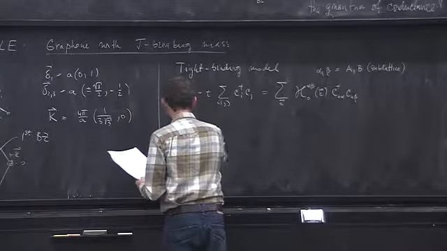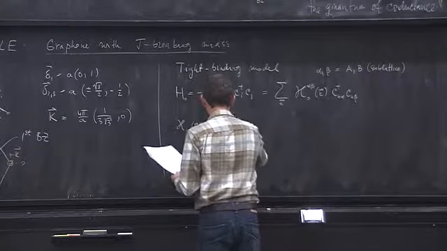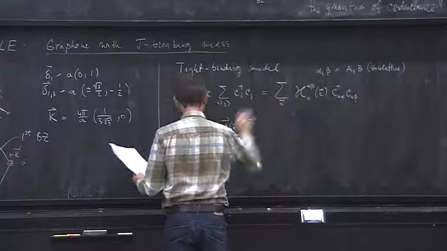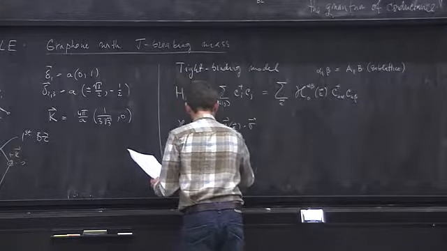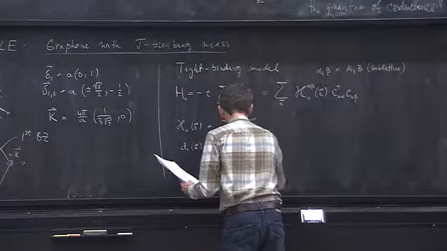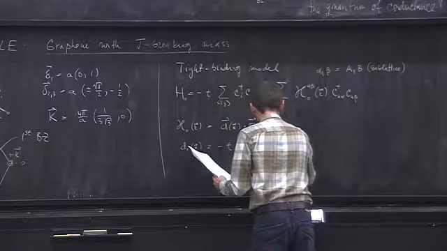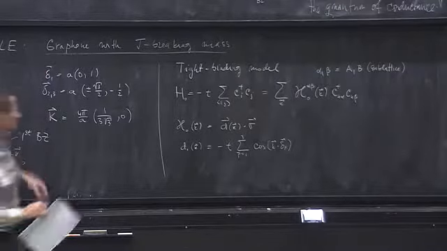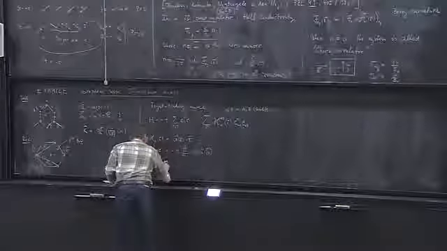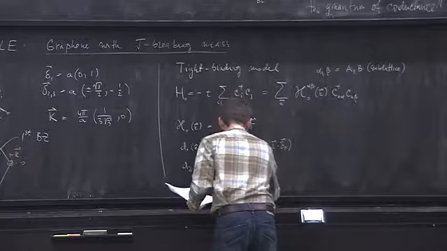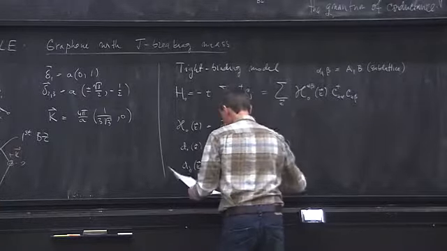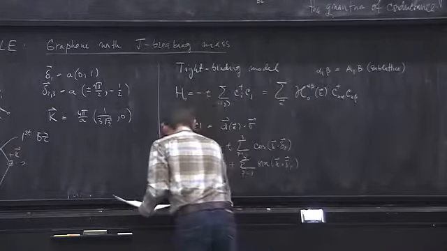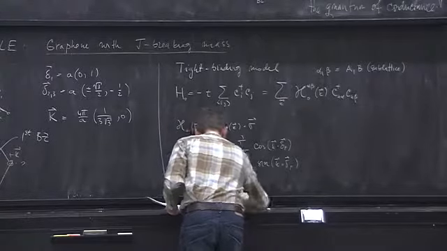And I can write it as before, this H naught of k, as d of k dotted into sigma. And I find that, once again, by just Fourier transforming, d x of k is minus t sum over p equals 1 to 3 of cosine of k dot delta p, where delta p are my three nearest neighbor vectors that I specified here. Similarly, d y of k is equal to minus t sum over p equals 1 to 3 now of sine of the same thing. And d z of k is equal to 0.